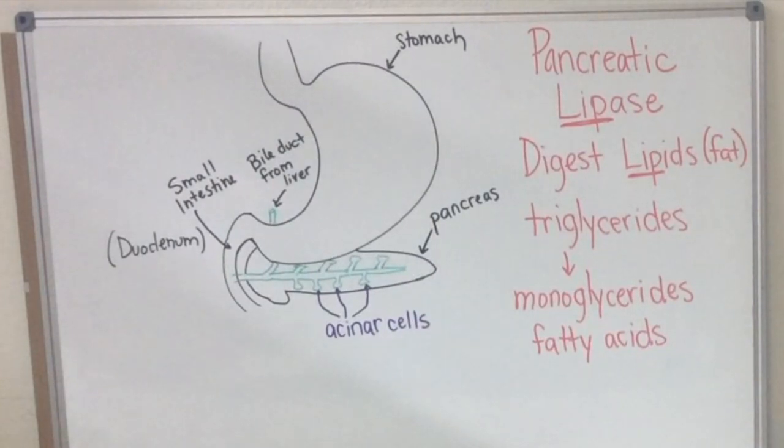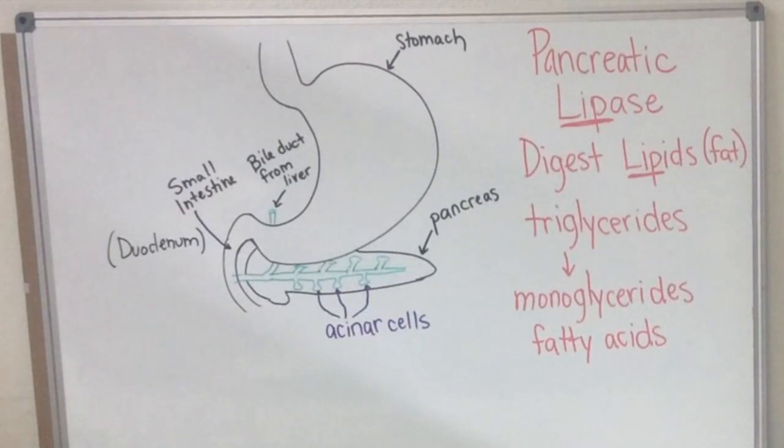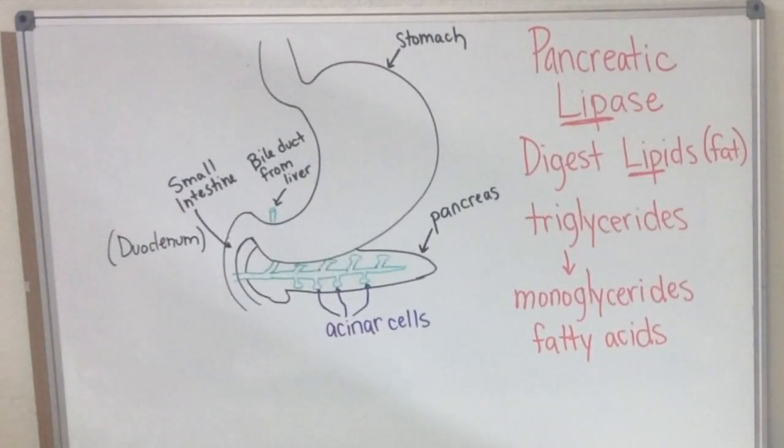Pancreatic lipase is incredibly important because it is the only enzyme released in the digestive system that is able to break down triglycerides to monoglycerides and fatty acids. Pancreatic lipase, again, is released in its active form from the acinar cells because there is no risk of pancreatic self-digestion by lipase.